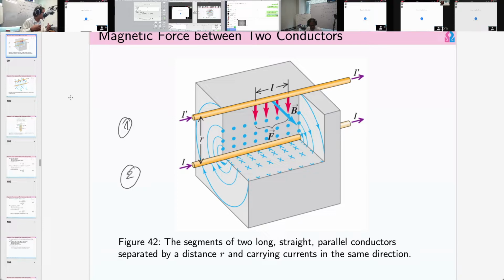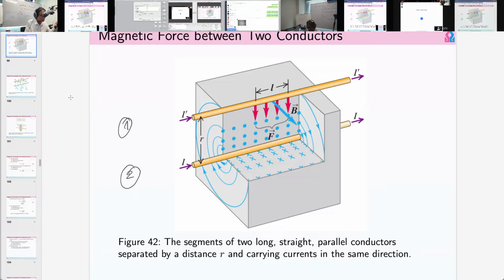Okay, let's continue our story. We have two conductors, the first conductor and the second conductor, the upper one and the lower one. But we will pay attention first to the force that happens at the upper conductor first. You will see later the force that is exerted on the second conductor.